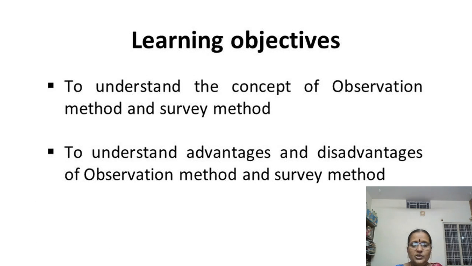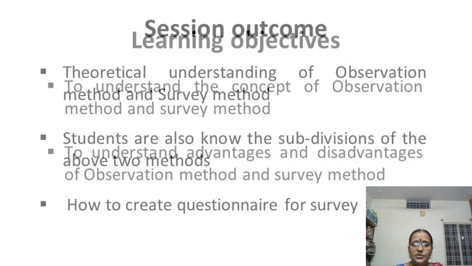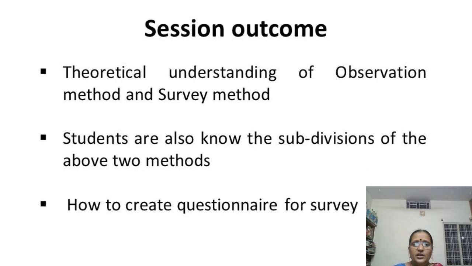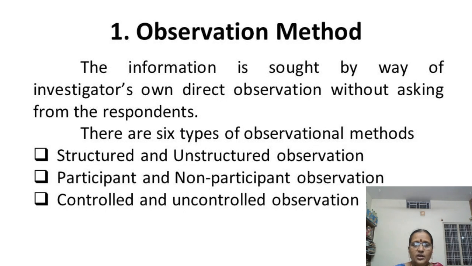Learning objectives are like this: to understand the concept of observation method and survey method, to understand the merits and demerits of observation method and survey method. Session outcomes are theoretical understandings of observation method and survey method. Students will also know the subdivisions of the above two methods and also how to create a questionnaire for survey.